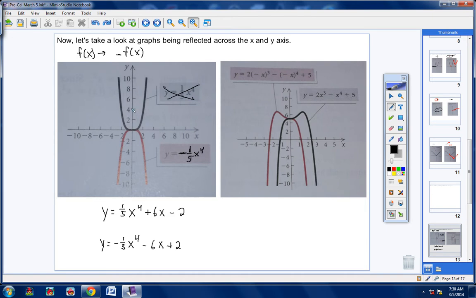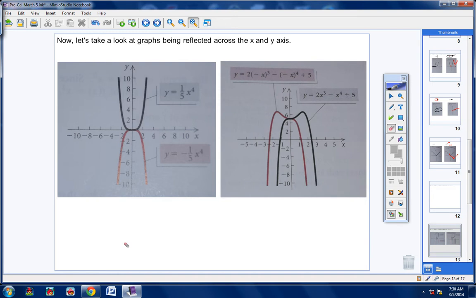This one is a little easier to understand, okay? Because if every sign is changed, then you know that you have a reflection across the x-axis, okay? The x doesn't change, it's just the terms, the sign in front of each term. All right, now that is called a reflection across the x-axis. Take notes on this however you need to. Pause the video a lot, okay?